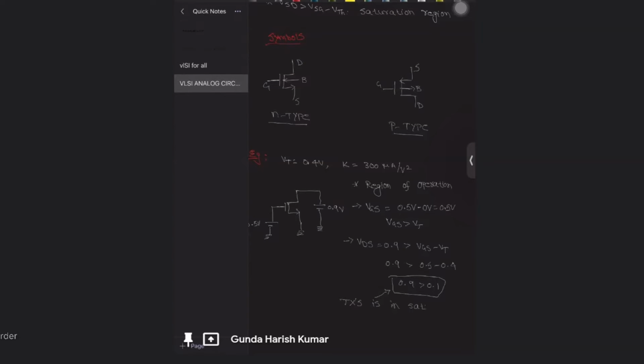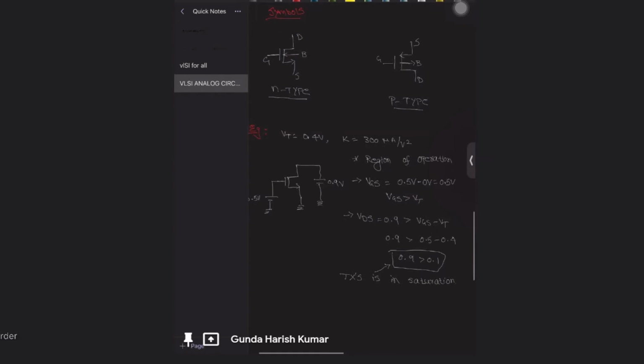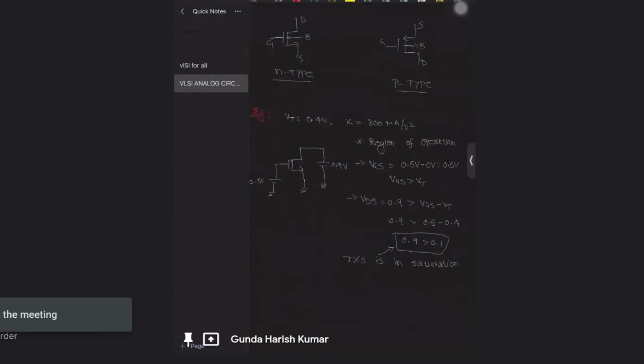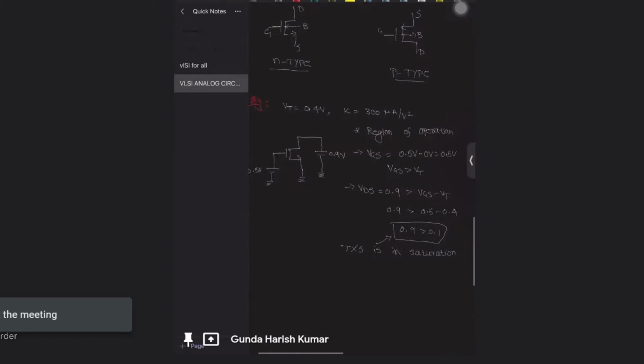So this condition is satisfied. So the transistor is in saturation region. Because VDS is greater than VGS minus VT, so transistor is in saturation. Did you get this example?